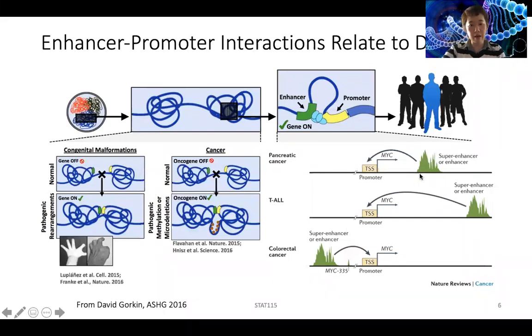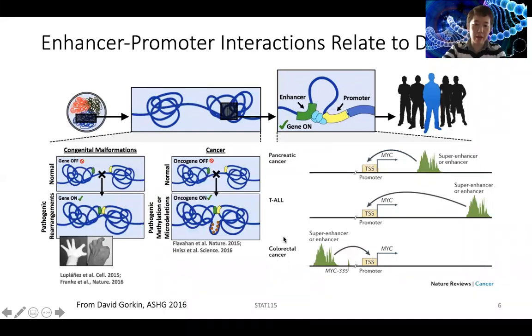And MYC is actually in a very gene desert region. There are not many genes near MYC, and there are many interesting enhancers in here. And depending on the different cell conditions, sometimes it's being activated by an enhancer nearby. Sometimes it's regulated by an enhancer that's even further away.